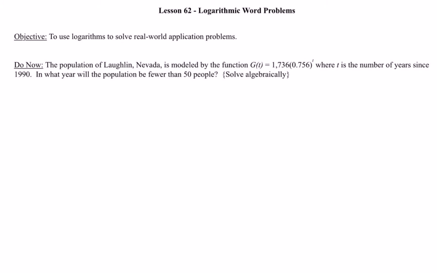Hey everyone, so today's lesson is lesson 62, logarithmic word problems. So please turn to the page that says lesson 62 so we can get started on this.